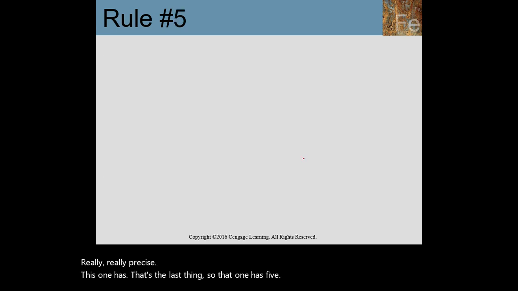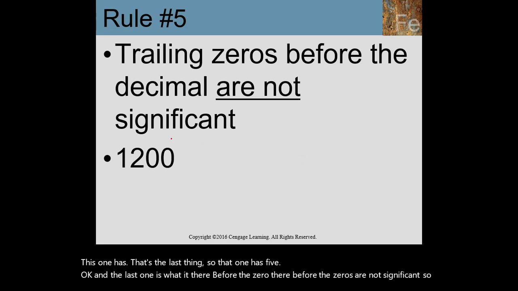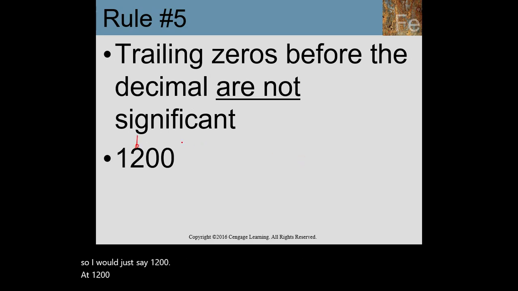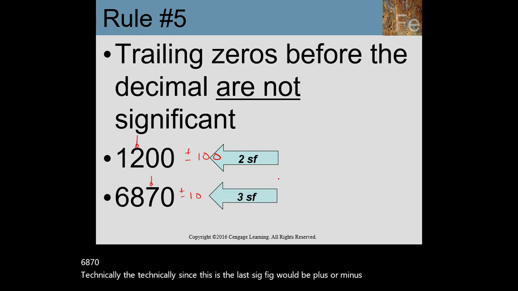Okay, and the last one is what if they're before the decimal. Well, if they're before the decimal, they're not significant. So I would just say 1,200. That's 1,200 plus or minus 100. So that's going to only have 2 sig figs. 6,870. Technically, since this is the last sig fig, that'd be plus or minus 10. So that has 3 sig figs.